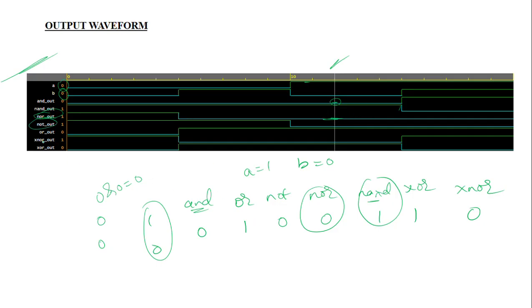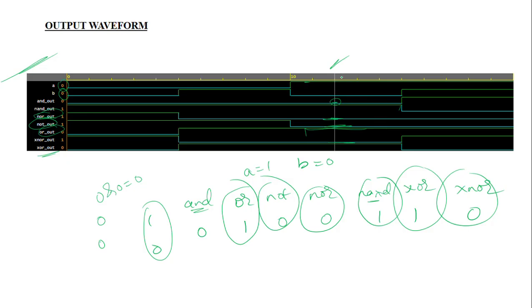The next one, the not output, is nothing but 0, so it is also represented with 0. Next the OR output: the OR value is 1, so here we can see it is logic 1. XNOR is nothing but 0, so you can see it is the lower one, logic 0. XOR is nothing but 1, so that is represented with 1.